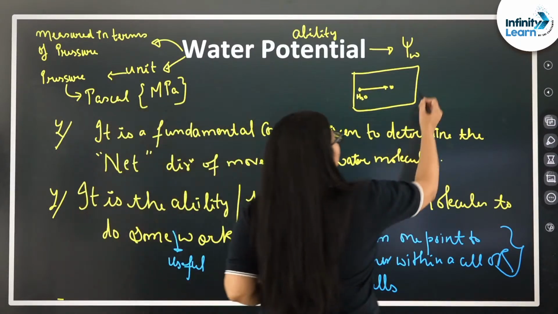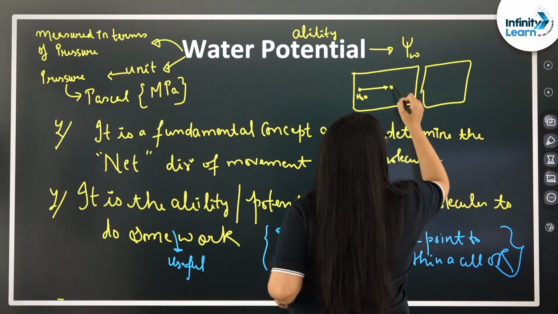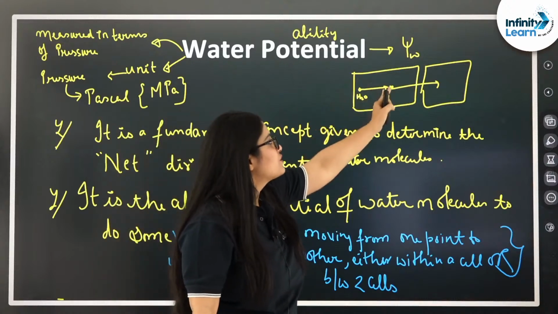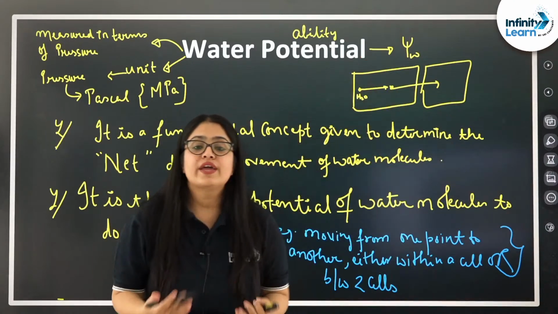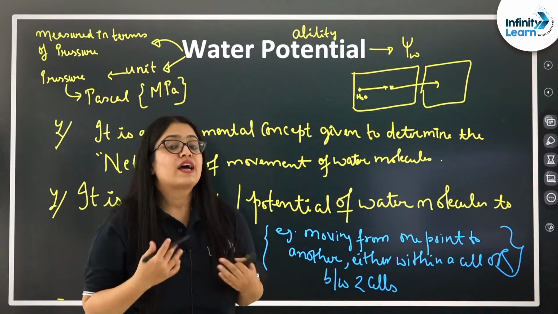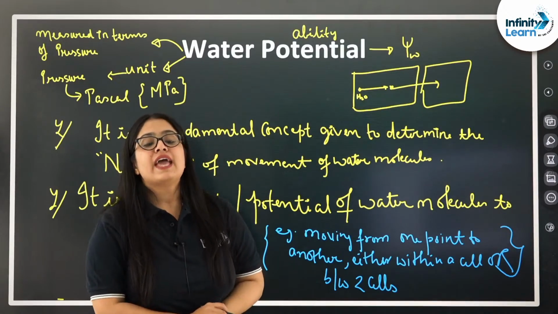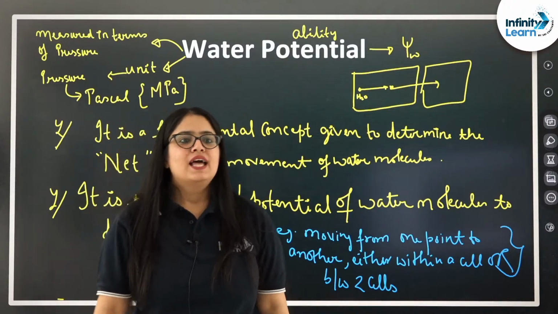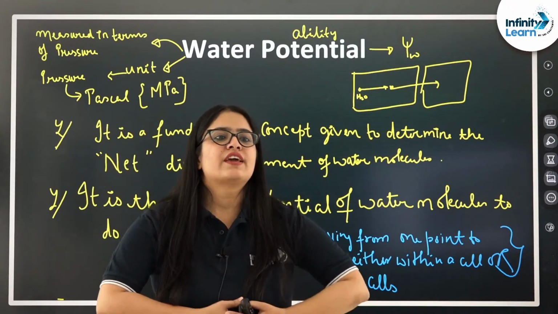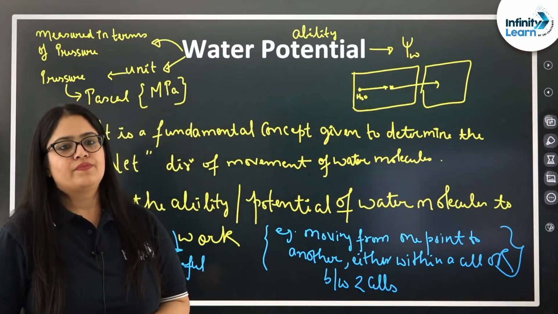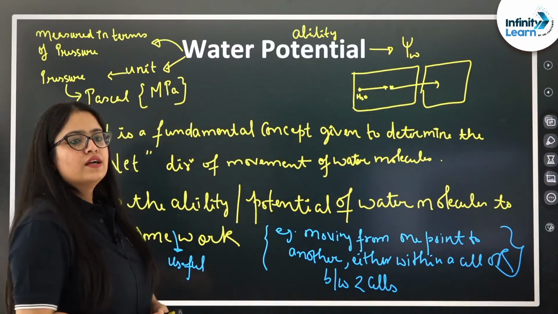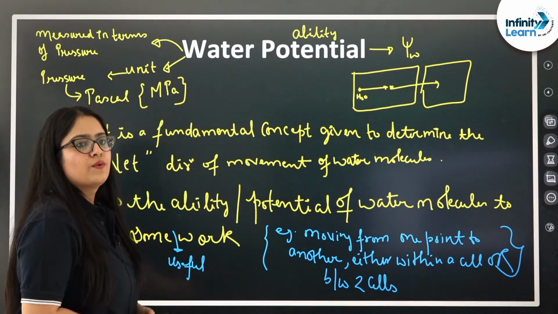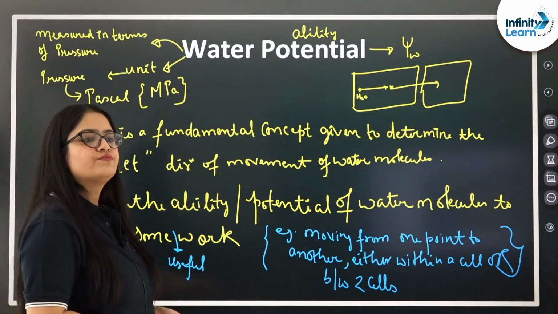Same, now this water molecule can also show movement from this cell to another cell. When water molecules move from this point to this point or between two cells, they are doing work, and for that work to take place they need to possess ability or potential known as water potential. Simple? Let me know in the comment section if there is any doubt till now. Okay, then I would love to move forward.